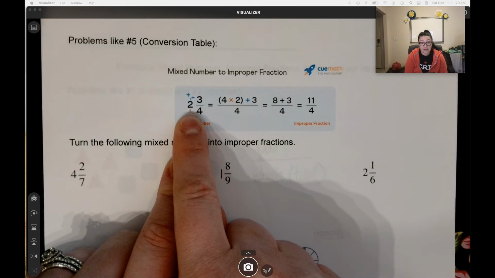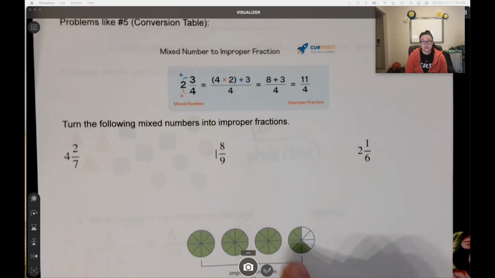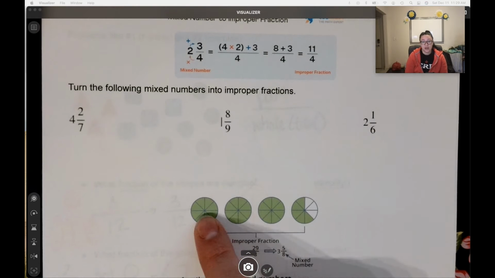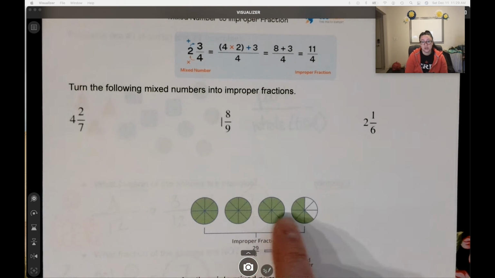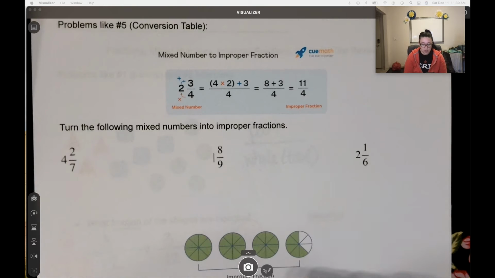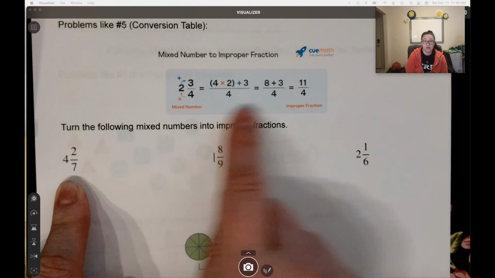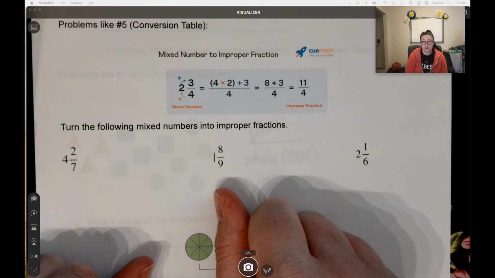Mixed numbers means I have a whole number and a fraction combined to represent one number. So for example, down here, I have 3 wholes and I have 5 pieces out of 8. So that mixed number would be 3 wholes and 5 eighths combined together. What we're trying to do is take this mixed number and put it as an improper fraction.